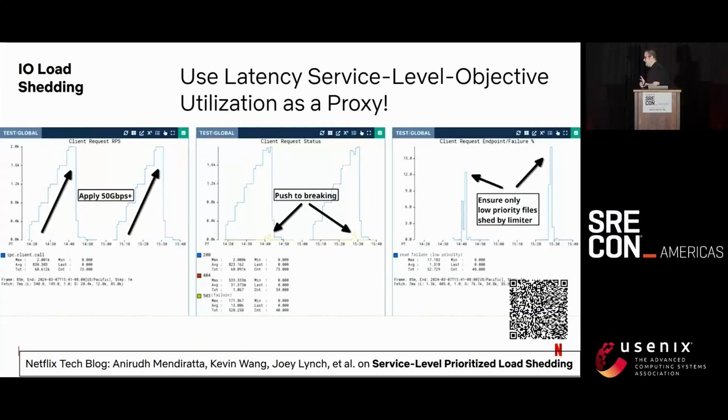Does this work? Yes, it does. This is a test we ran with a service that serves files, very important files, which I'll let you figure out which important files might be served to our edge. And we were able to push that past, this is a couple servers, and we're able to push them past 50 gigabits per second. We know at that levels the NICs are going to start dropping packets, which introduce latency. And the key thing that we wanted to see here was that once we started dropping packets, having latency, we want to see on the right there low priority files are shed by the limiter. That's indeed what we saw.